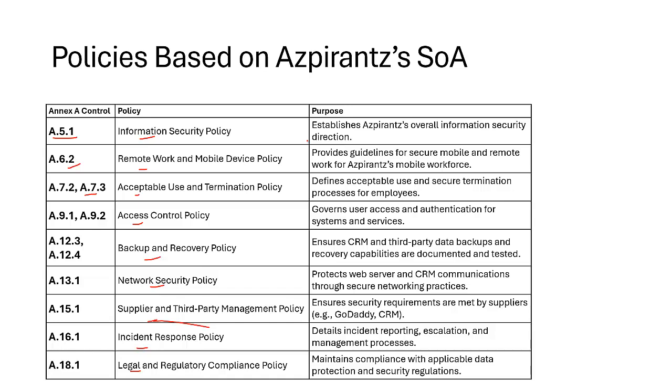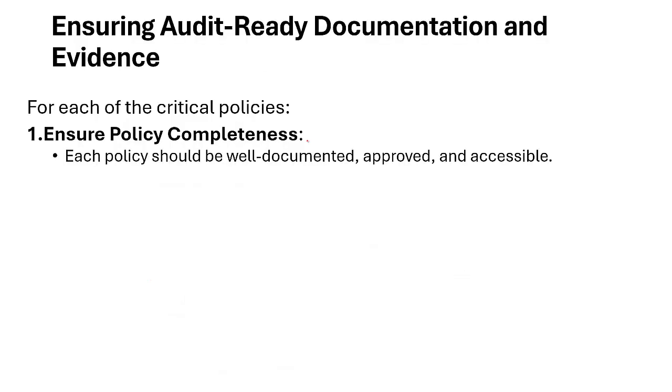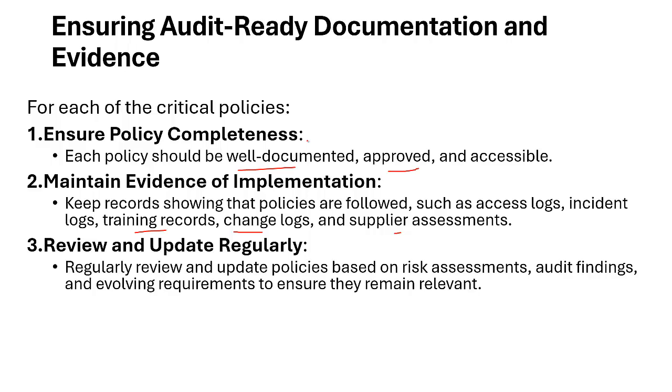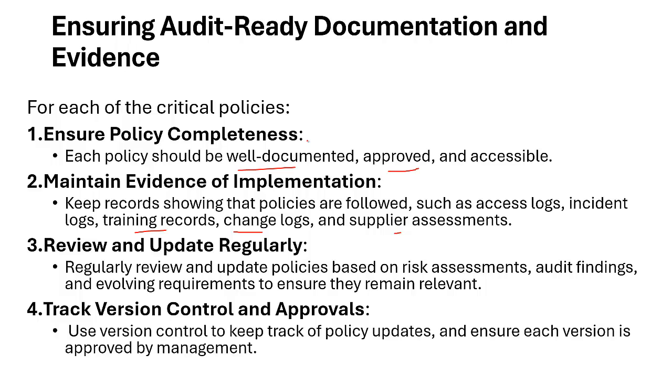So the question is, how do we ensure that we are ready with documentation, evidence, and all that when we create a policy? Make sure each policy is well documented, approved, and accessible, because the auditor can ask for the email record as evidence. Maintain the evidence like training record, change log, supplier assessment. That's a very important part. Then review and update regularly. And if you're updating, make sure you document that and keep a track version, because that helps you to track the changes. What are the changes you introduced? Is it clear?